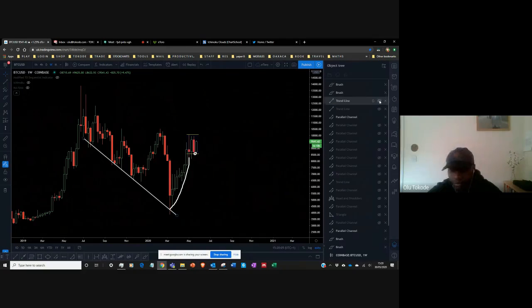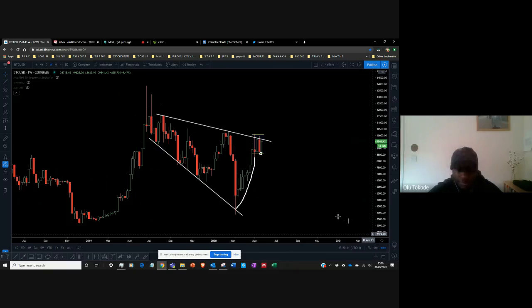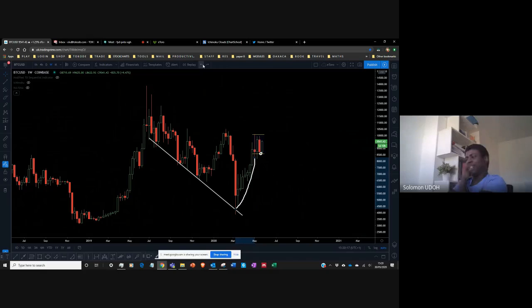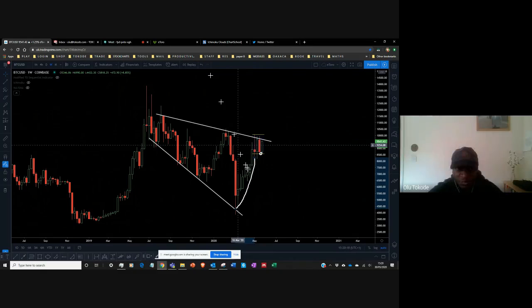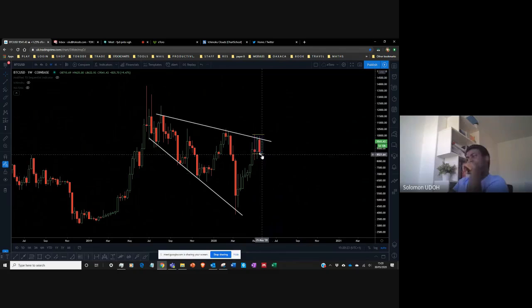Trend line. Yeah, I expect it to break out upwards. But it's a game of patience. It's a game of patience. That's it. Just have to wait. That's what it is. Wow, this makes sense. Nice.